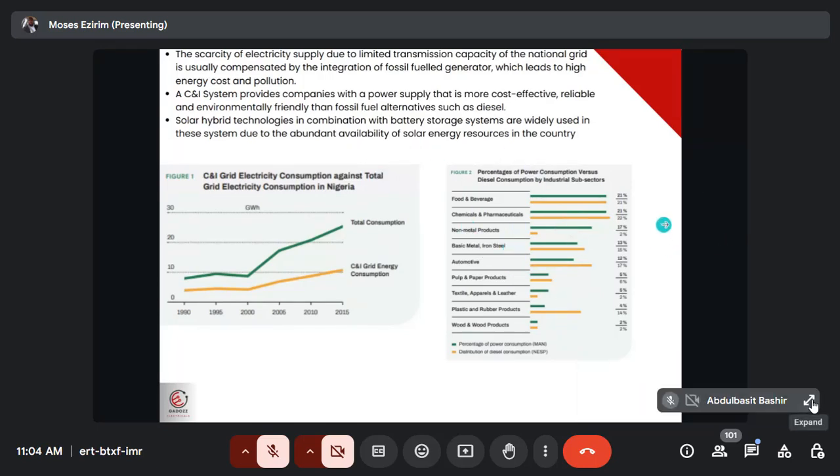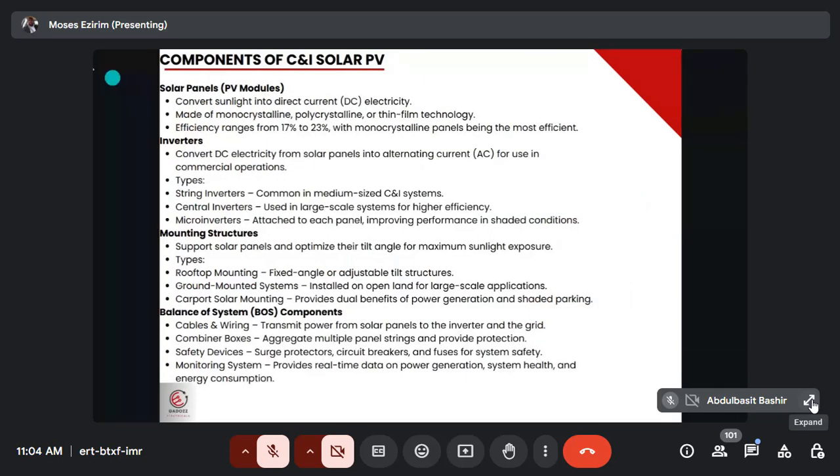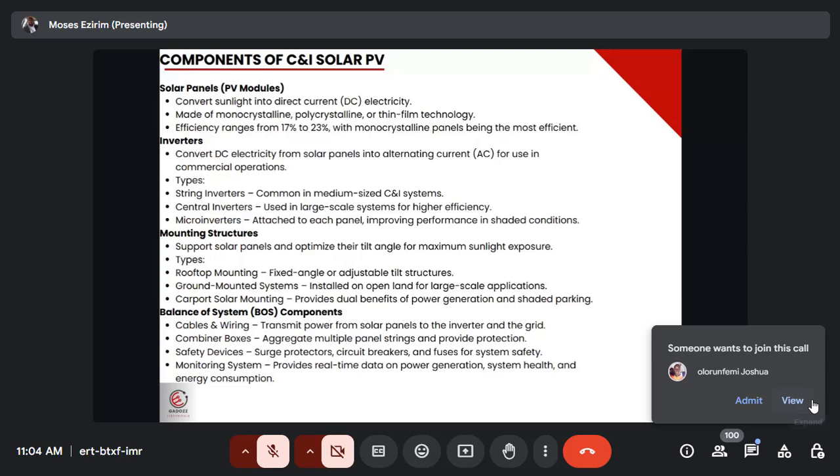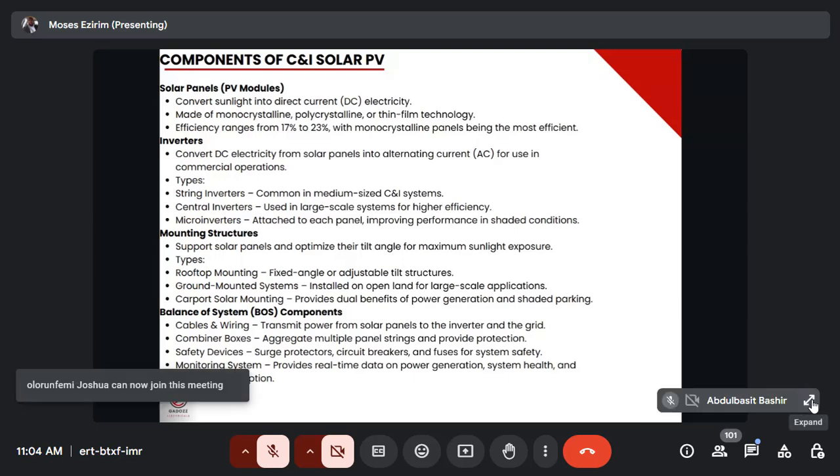It's getting interesting. Now let's see the components of C&I. These are the components of C&I. I'm just going to brief you about this. We're not going to go into details, but in our next class, we are going to go into details. So I want you to come prepared for questions and come relaxed, because you are going to get more on that. So now I'm going to brief you about this.